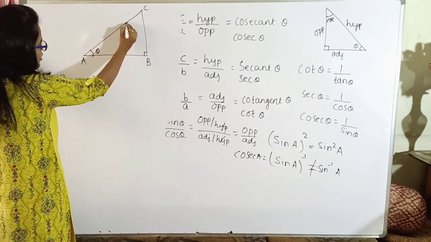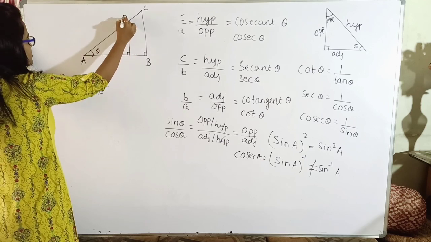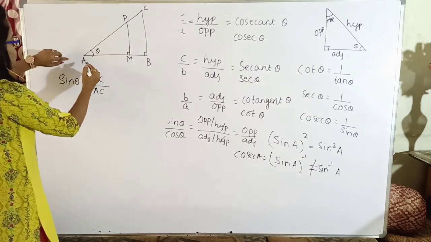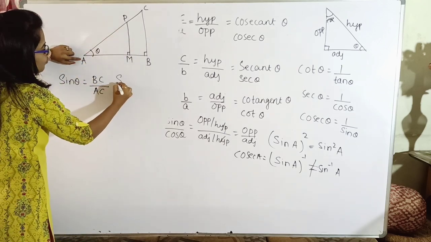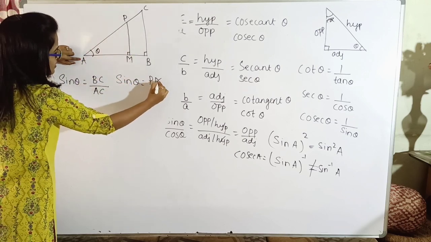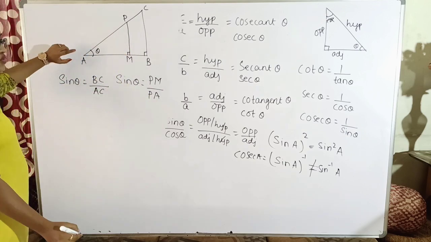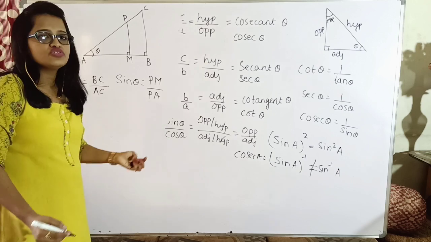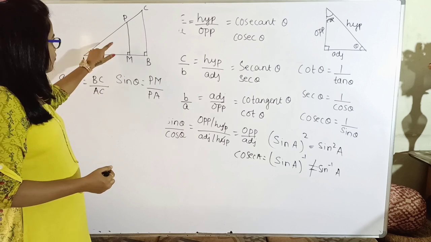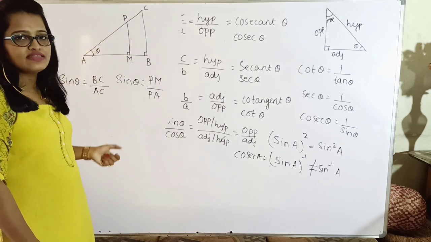Okay. Now I am drawing one more perpendicular inside the triangle, and let us name it PM. Now with respect to triangle APM, what is sine theta? It is opposite, which is PM, upon hypotenuse, which is PA. Now the question is, are these two values different? Meaning, is the sine theta value different for two different triangles, or for two triangles with different lengths?